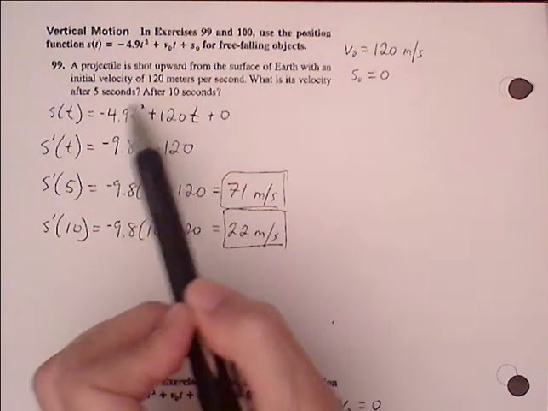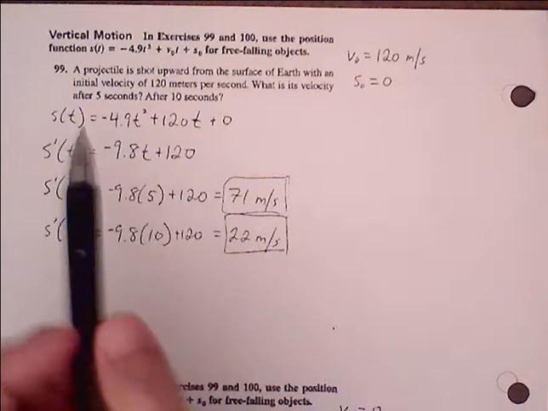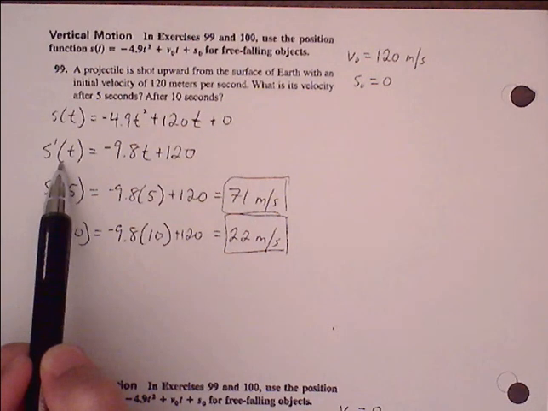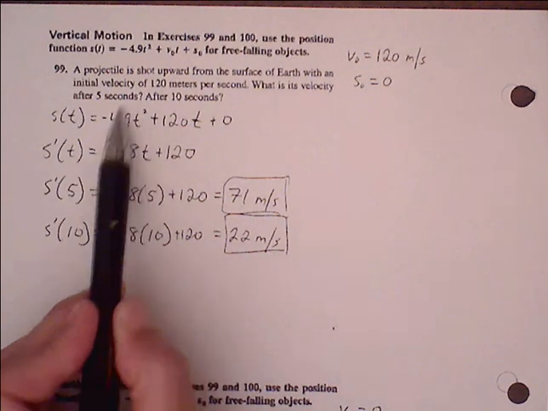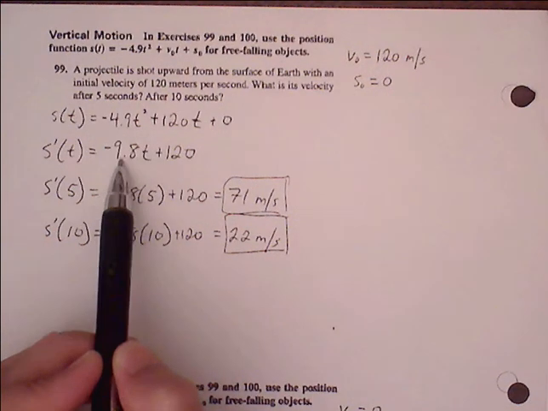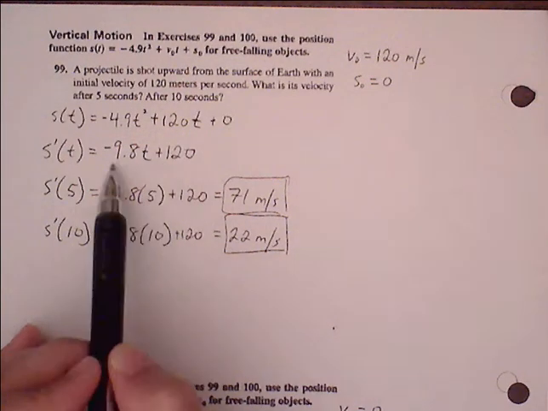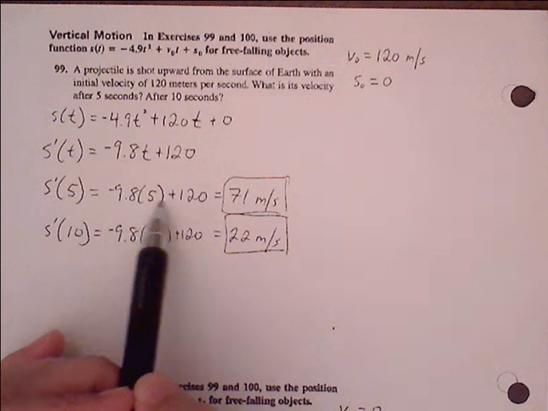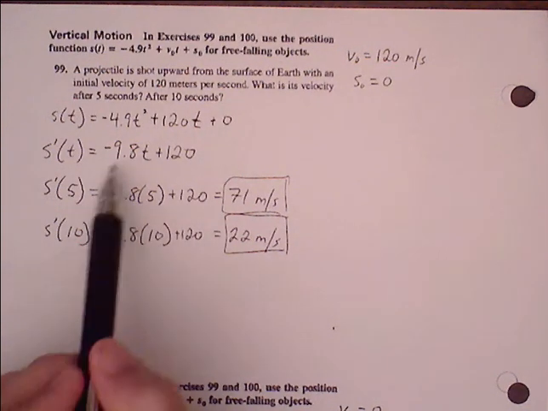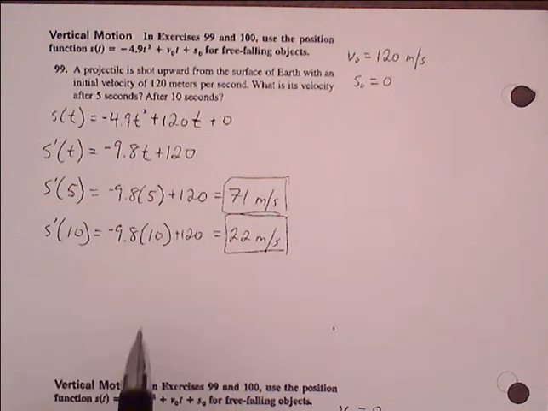What's the velocity after 5 and 10 seconds? So we know we have to work our way down to the velocity function. From S of t we find S prime. S prime is also a notation for the velocity function. We go through the power rule: bring down the 2 times negative 4.9 is negative 9.8 t. 120 t becomes 120, 0 is just 0. Now we can plug 5 into the velocity function to get 71, and plug 10 into the velocity function to find the velocity, which is 22 meters per second.